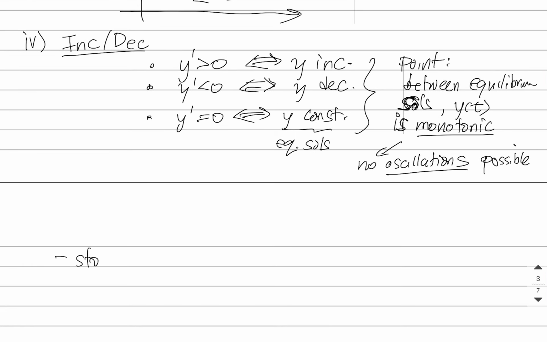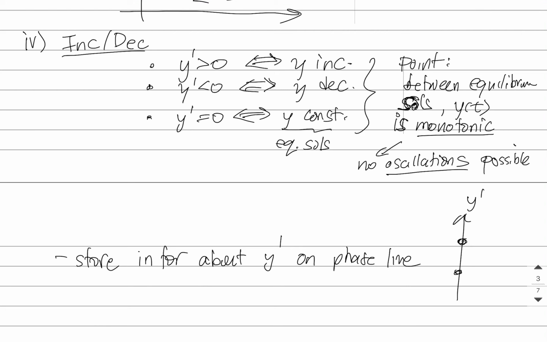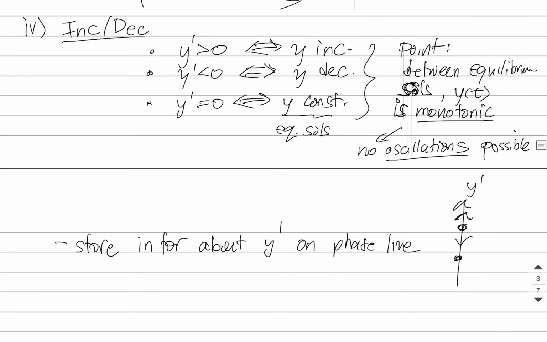We're going to store information about y prime on what's called a phase line. So we effectively just take one line. It's the one-dimensional version of the phase plane, and effectively we find all the equilibrium solutions, and we'll talk about whether things are increasing or decreasing, etc. We'll go through an example of this.